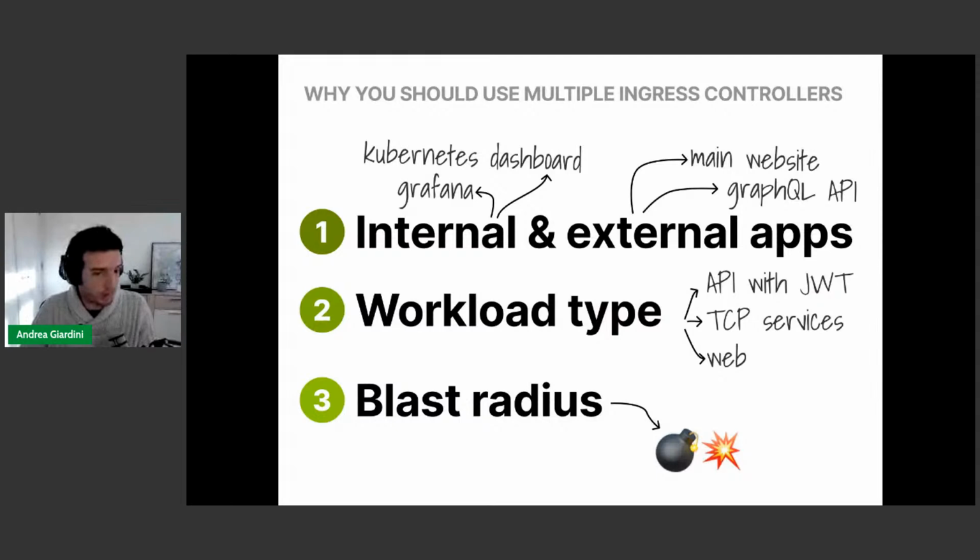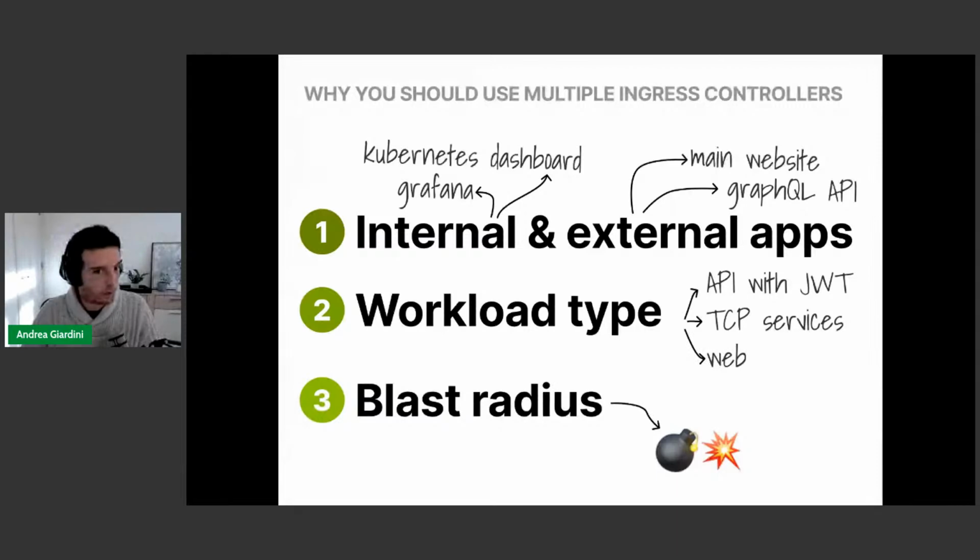Of course, it depends also on the workload type. So if you're having API with JWT, TCP services, web services, even in that case, it might make sense to use multiple ingress controllers. Finally, to reduce the so-called blast radius. We've seen it at the beginning of this demo, when we let the traffic go through the same NGINX Ingress Controller, even if the traffic was going to the other target, our web application was still affected. Even if the target was the API server, our web application was being affected, just for the fact of being on the same ingress controller.